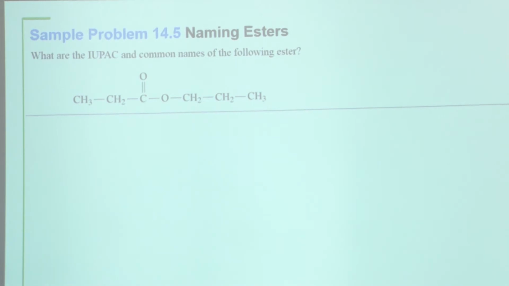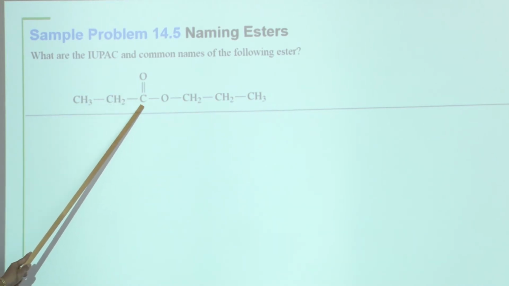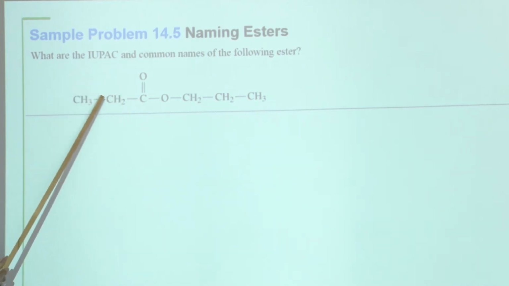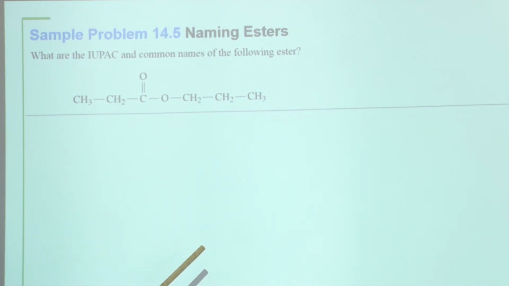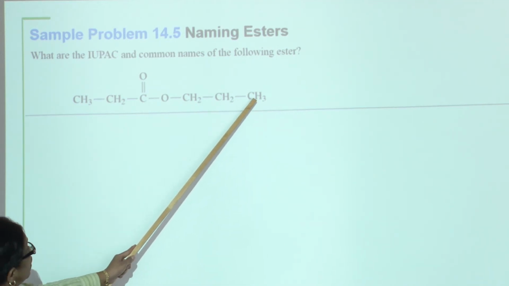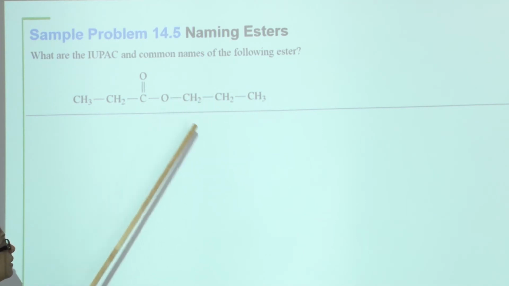IUPAC name for this ester. Okay. So this is your acid. 1, 2, 3. 1, 2, 3. 3 carbons. Propanoic acid. Sorry. Propanoic acid. And your alcohol is 1, 2, 3. Propanol.